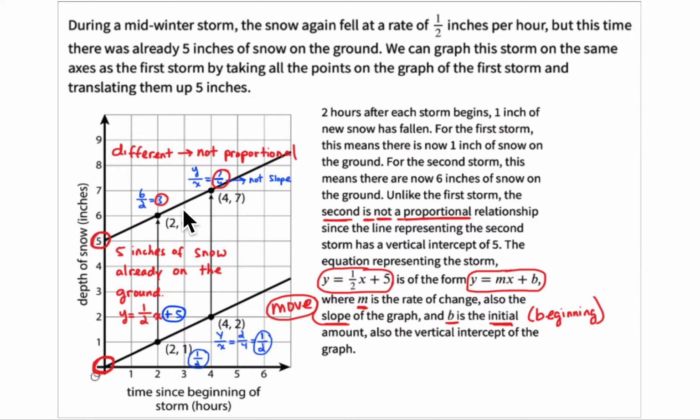It doesn't go through 0, 0. If you double the time, you do not double. If you double the time here from 2 hours to 4 hours, the coordinates do not double. So the y value, the inches of snow, does not double because you have to add these 5 inches on in the beginning. So it's not a proportional relationship anymore.